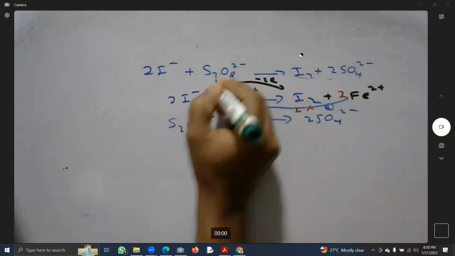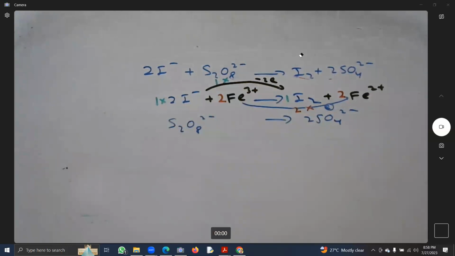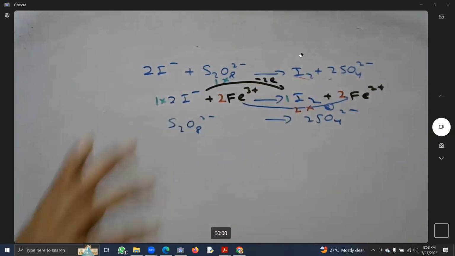This should be multiplied by 1. This should be multiplied by 1. This should be multiplied by 1. Now we are doing it quickly, for practice. Understood, no? Okay, copy that, then I'll complete this part.